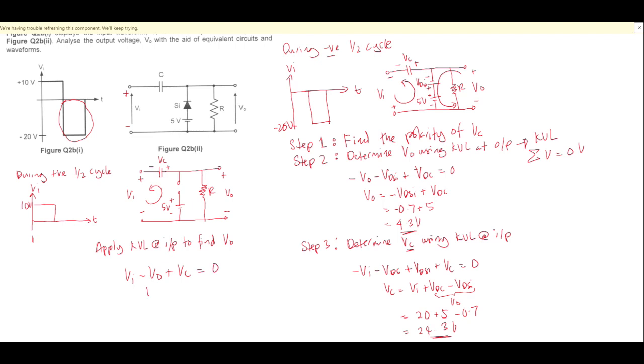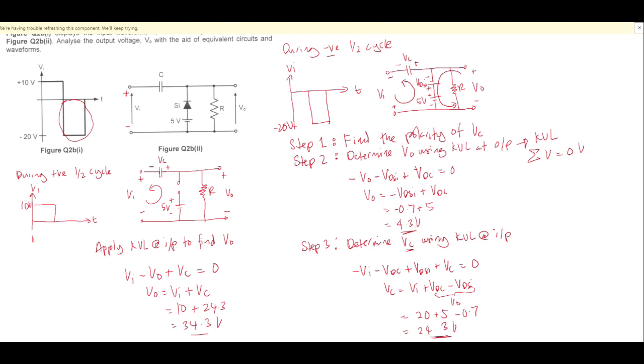Okay, then your V out is equal to VI plus VC. Your input voltage is 10 volt, from the input waveform, plus VC. During the negative half cycle, we already found the value for VC, which is 24.3 volt. Then you total 10 and 24.3, and you will get 34.3 volt, right?